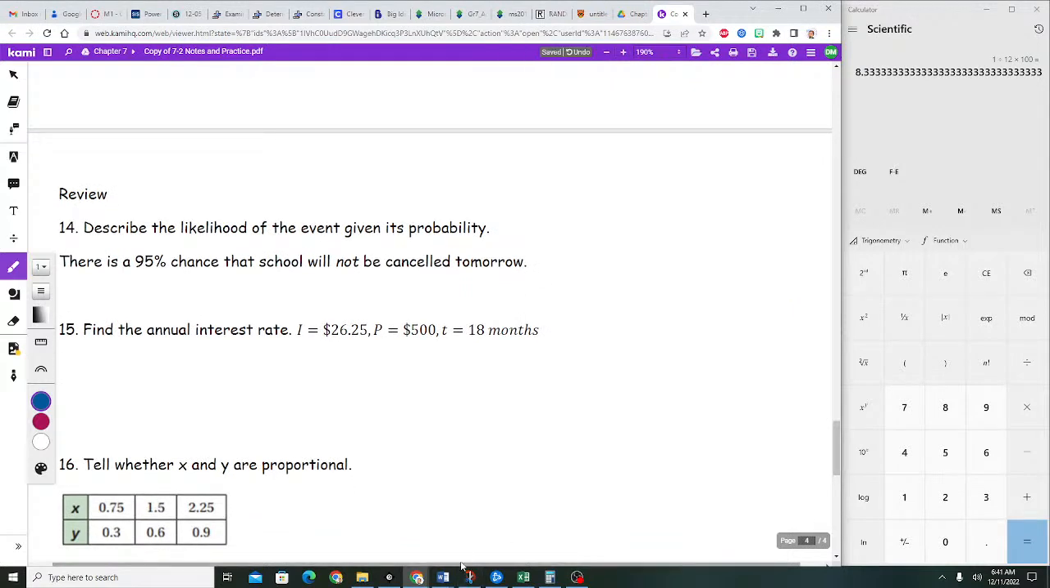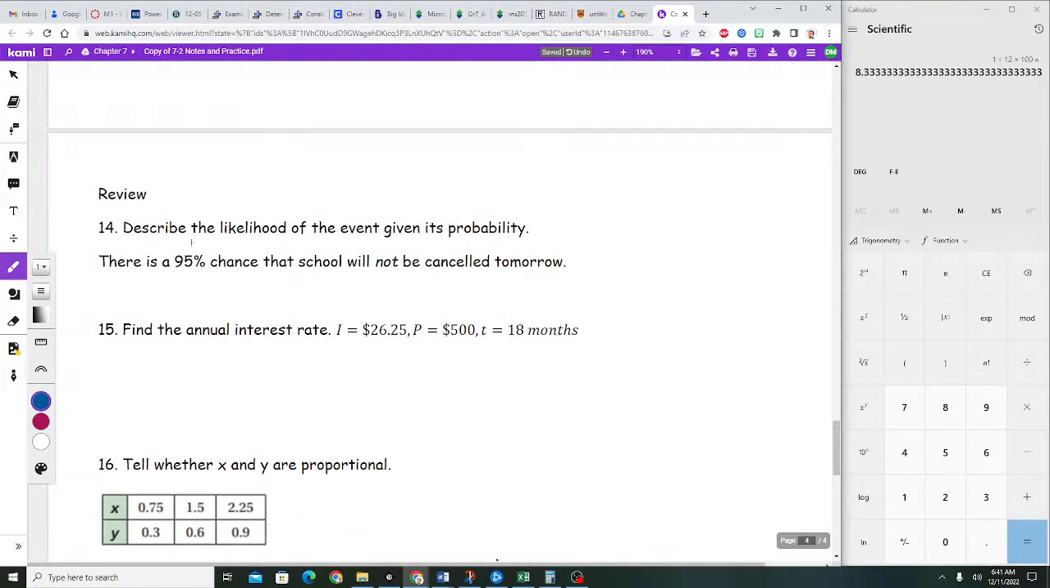Okay, review. There's a 95% chance that school will not be canceled tomorrow, so that means that it's likely.